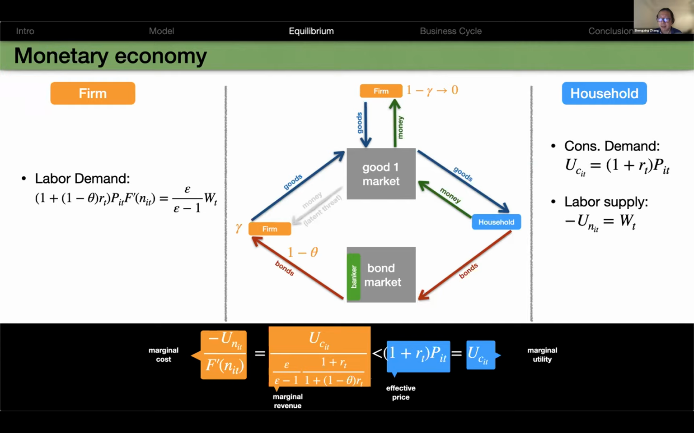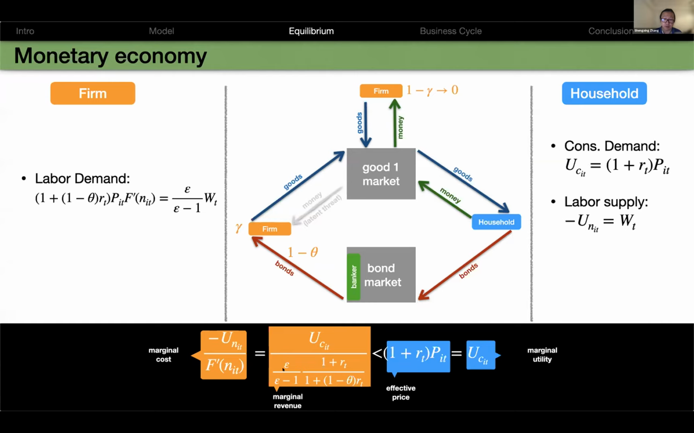Okay, so the marginal utility of consumption is U prime. We can see that because of the product market markup and the deposit market power, there's a wedge between the marginal cost of producing the consumption goods and the marginal utility of consumption. So that summarizes the inefficiency. You can see that this wedge in the denominator summarizes the inefficiency.